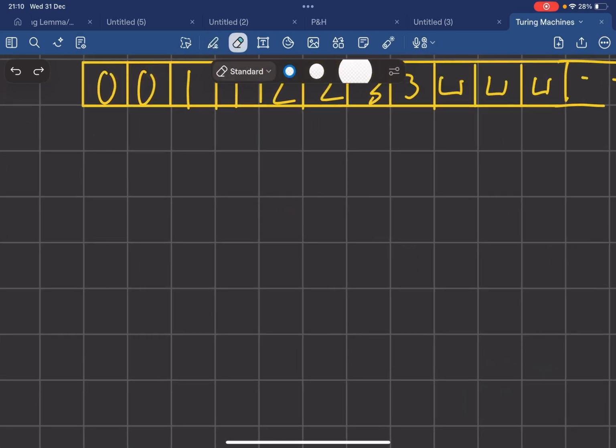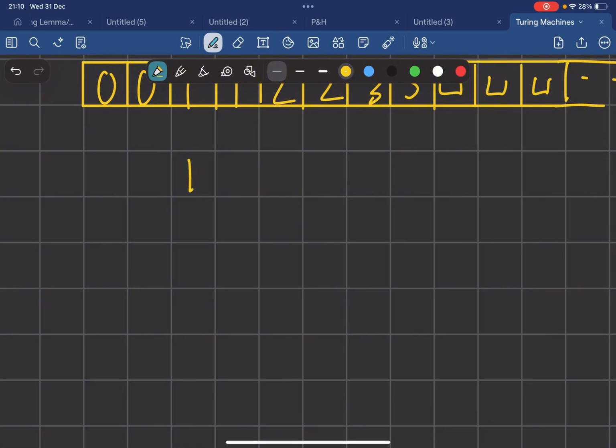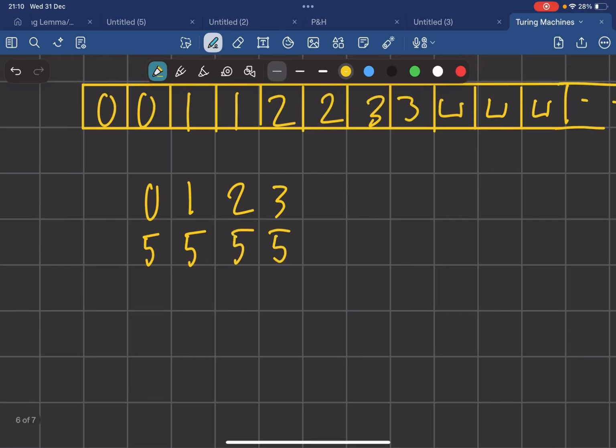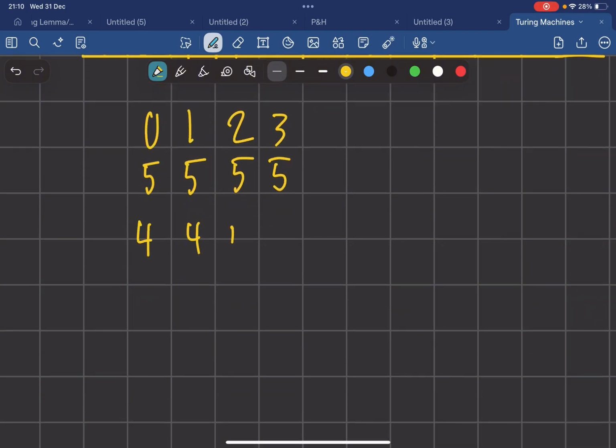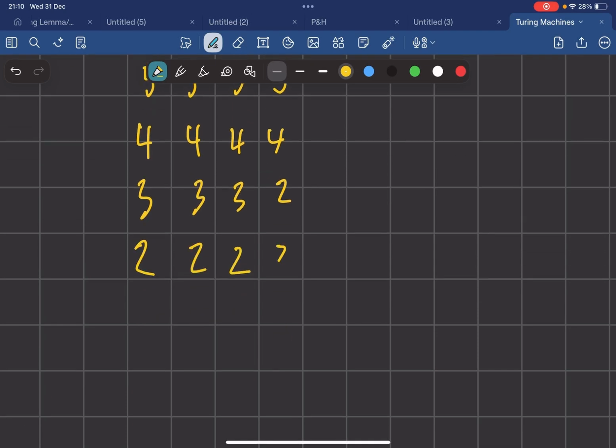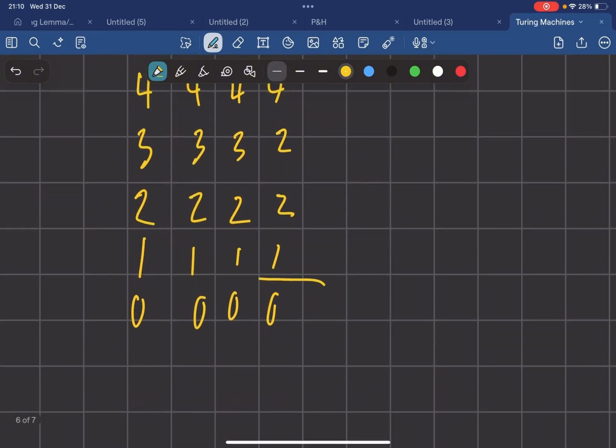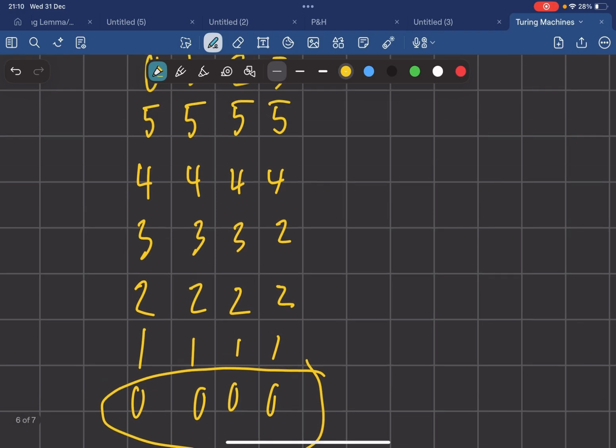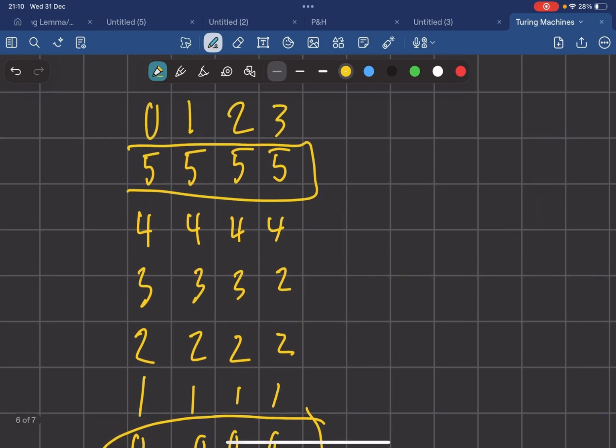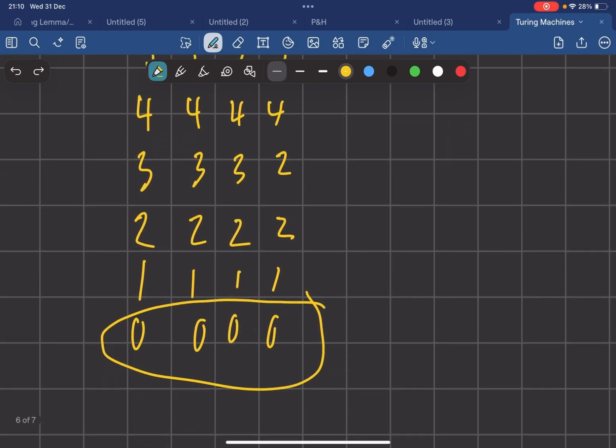Say the tape originally had these counts of the characters: 5 zeros, 5 ones, 5 twos, and 5 threes. Every time we scan through the tape, we're going to remove one of each. So let's say we scan once, we'll now have 4 of each because we removed one, then 3, then 2, then 1, and eventually 0. And because they're all 0, we know that the original starting point was them being all equal because they all reached 0 at the same time.